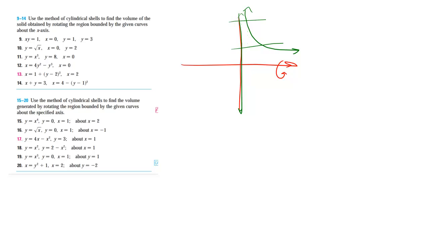Because we're using the shell method, I want to use dy. If we were using disk washer, I would use the other direction. In blue, then, I'm going to have a dy. The y values they've already given us go from 1 to 3. 2 pi, the distance from the axis of rotation to my stereotypical rectangle is just the height of that, just the y. So 2 pi r is 2 pi y.